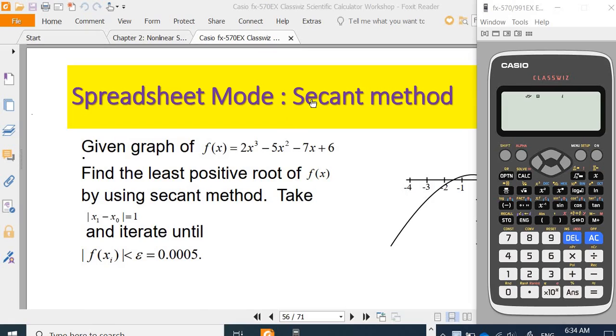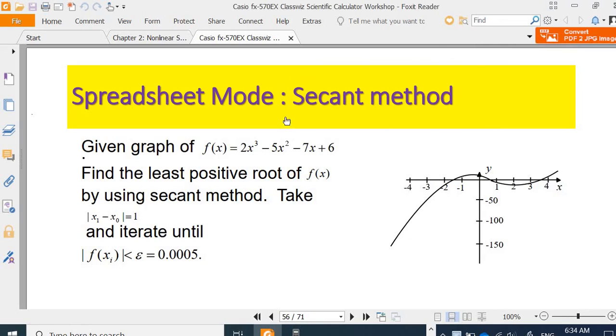Today I'm going to show how to use the spreadsheet menu in the Casio fx-570EX ClassWiz calculator to solve nonlinear equations using the secant method.